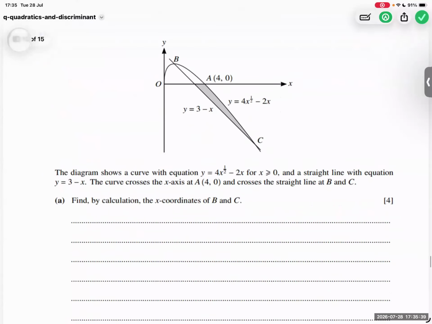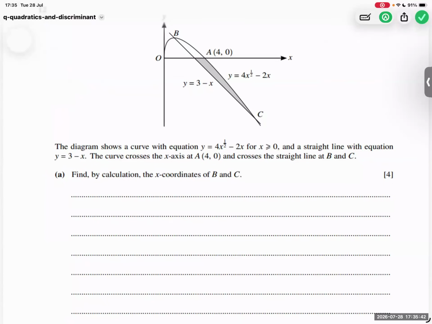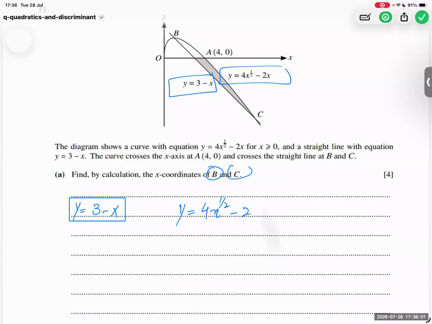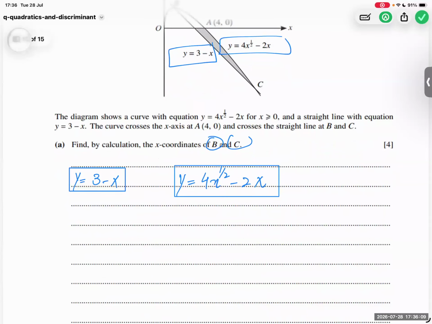Area under the curve, we would be doing in integration, but for now we need to find the coordinates of B and C. So we have a simultaneous equation, linear, and the other one is this. So y equals 3 minus x, right? And the second one is y equals 4x to the power 1 by 2 minus 2x. So what we are simply going to do is substitute linear into quadratic. We're going to replace the y value with this. So that is 3 minus x is equal to 4x to the power 1 by 2 minus 2x.